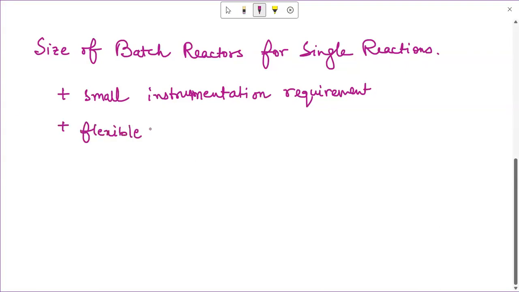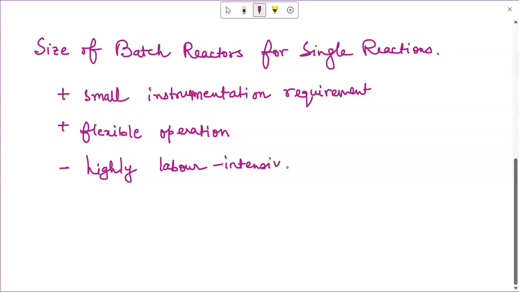It means you can shut down the process anytime you want and you can take it out for cleaning. Then you can easily start up the operation as well. It is totally under the control of the operator. But it also has some disadvantages. One big disadvantage is it is very much labor intensive. Since the process is not that much automated, obviously manual labor is required.